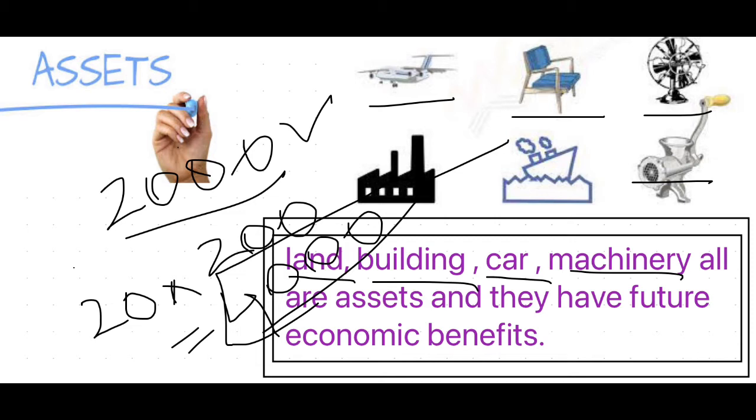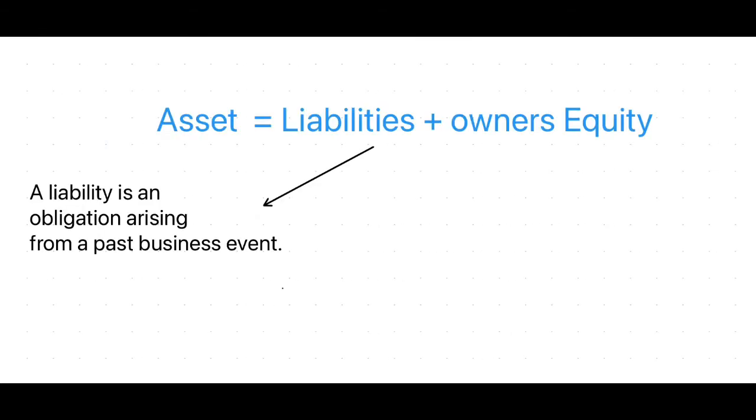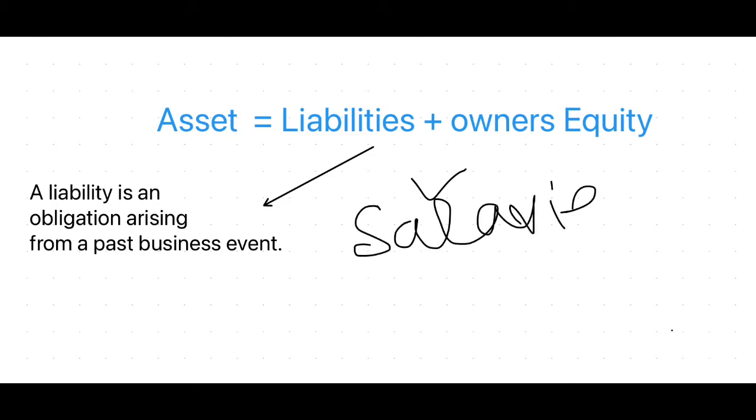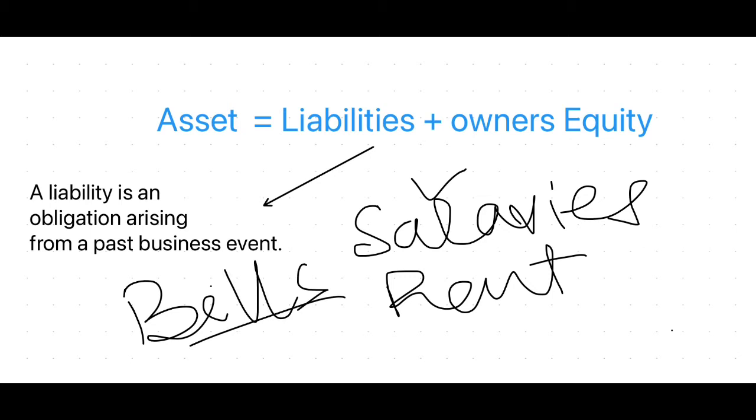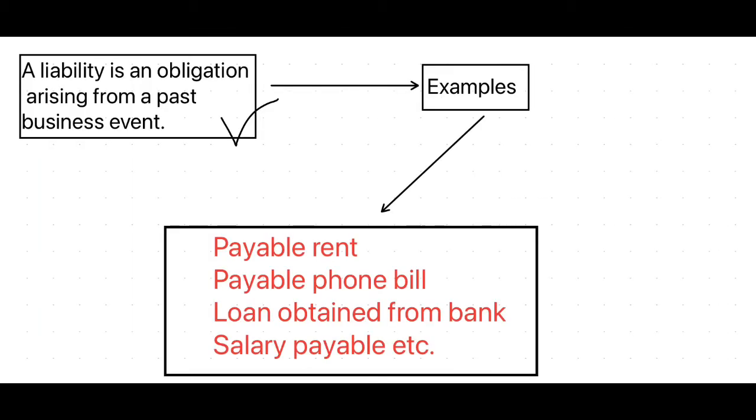Now if we move further, what are basically liabilities here? A liability is a legal obligation that arises due to past business events. Let us suppose that we carry out some business events, like we run a business, and in the same manner we are paying salaries, we are paying rent, we are paying bills. All these are expenses of the business, and these are liabilities until and unless they are paid. So this was the definition of liability.